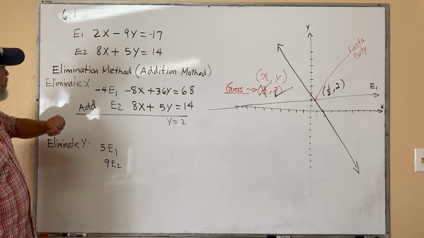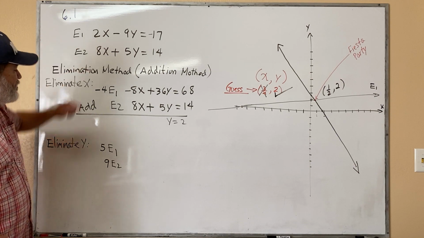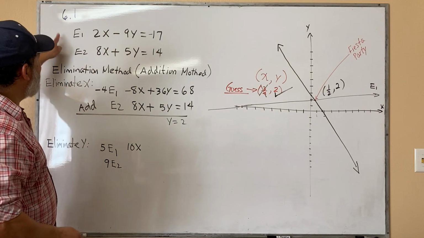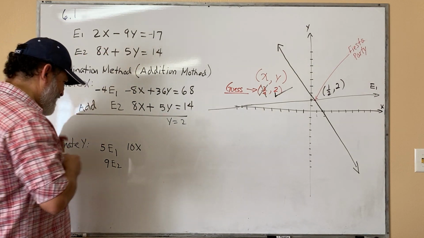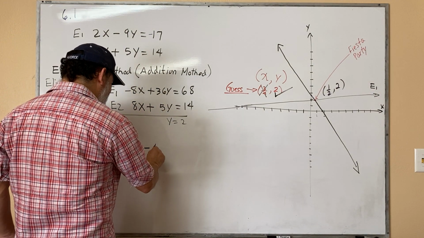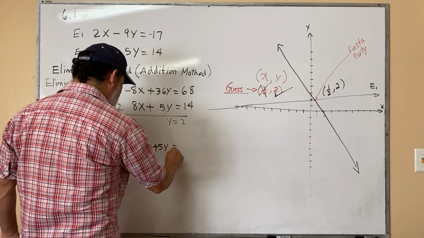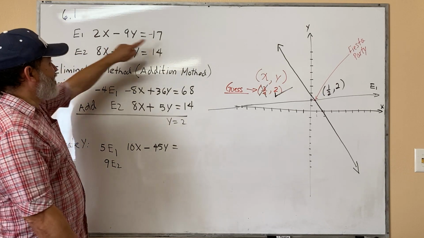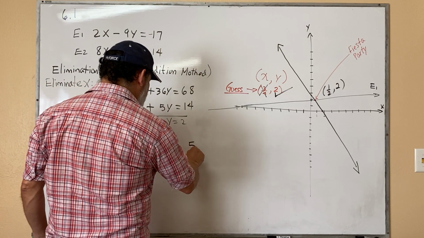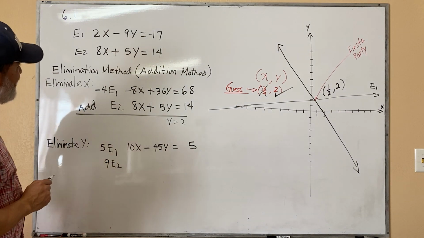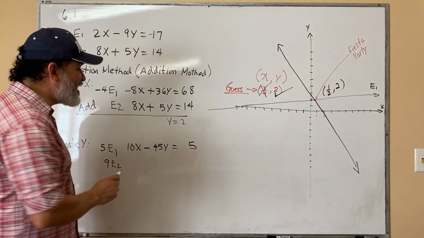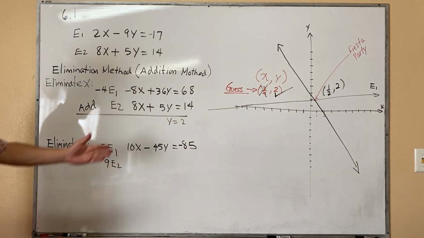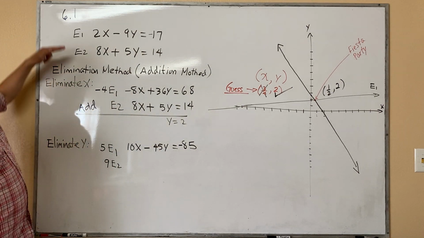So 5 times equation 1. So 5 times 2x, 10x. 5 times negative 9y, negative 45y. And 5 times negative 17. 5 times 7 is 35. Take 3. 5 times 1 is 5, plus 3, 8. And it's negative. That's equation 1 times 5.